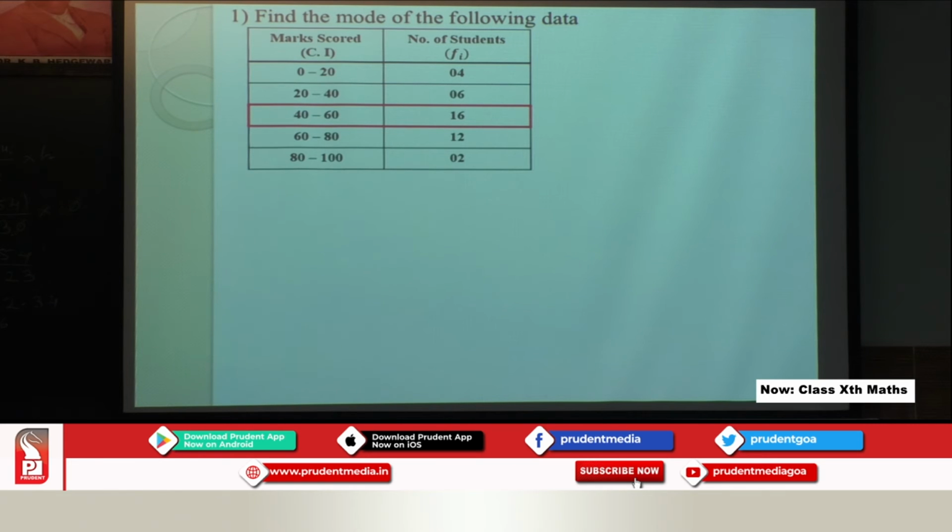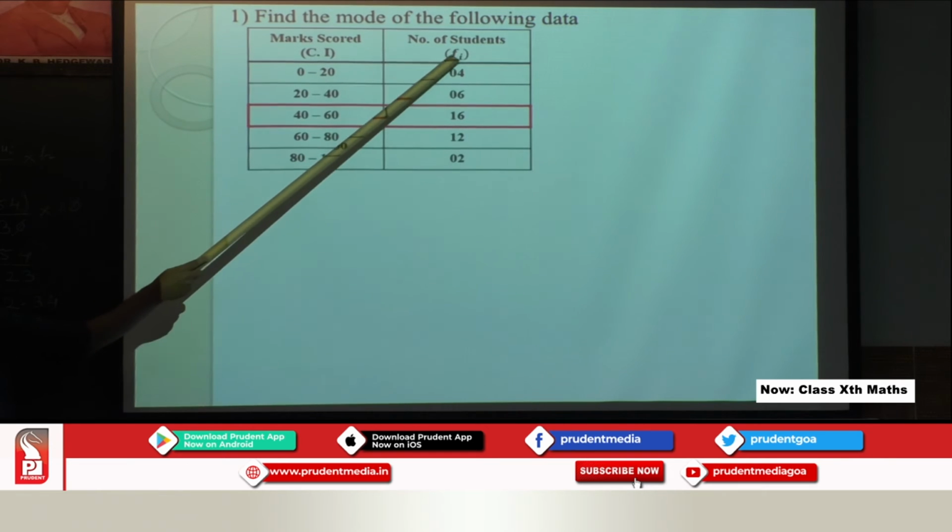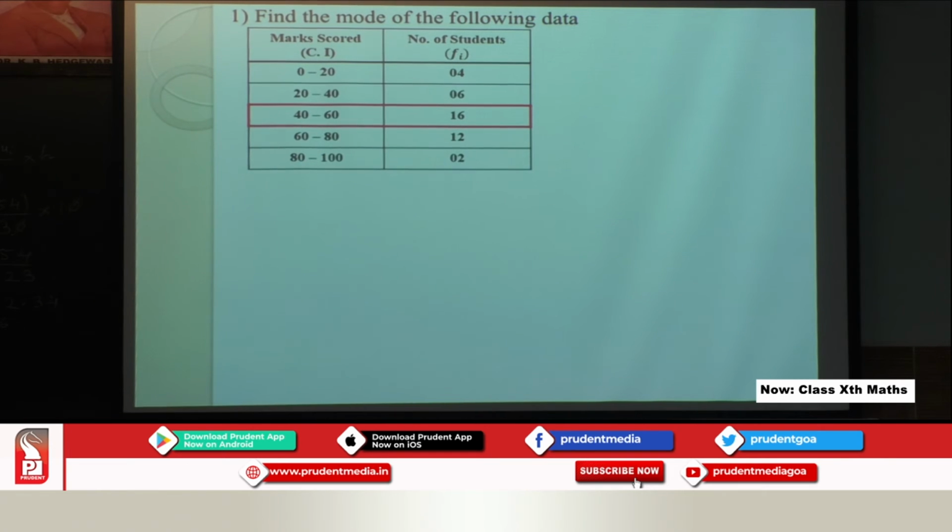Find the mode of the following data. So here the table is given. Marks score, that is class interval. Number of students, that is Fi. What do I have to do first? I have to select the modal class, the class which is having the maximum frequency. You can see which is our maximum frequency here. 16 is the maximum. Can you see? I am showing you 16. So 16 is the maximum number, that means it is the maximum frequency.